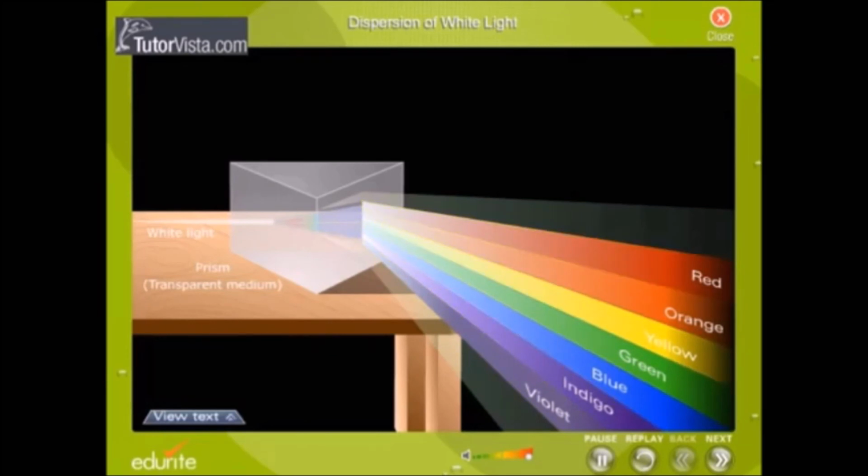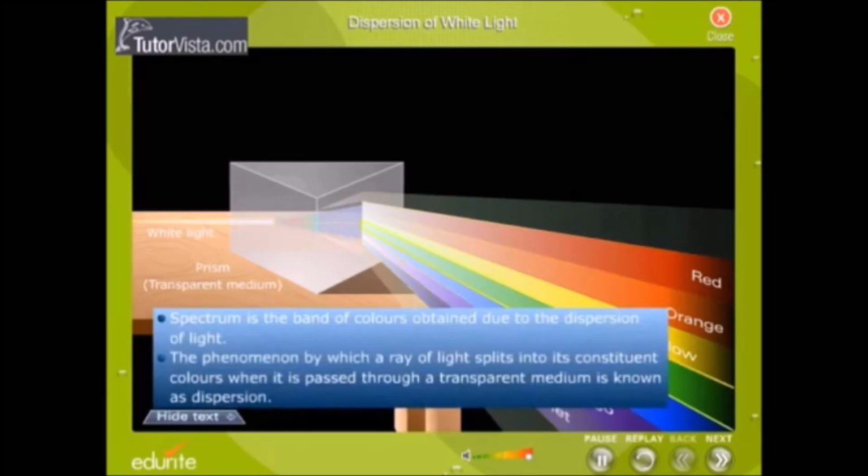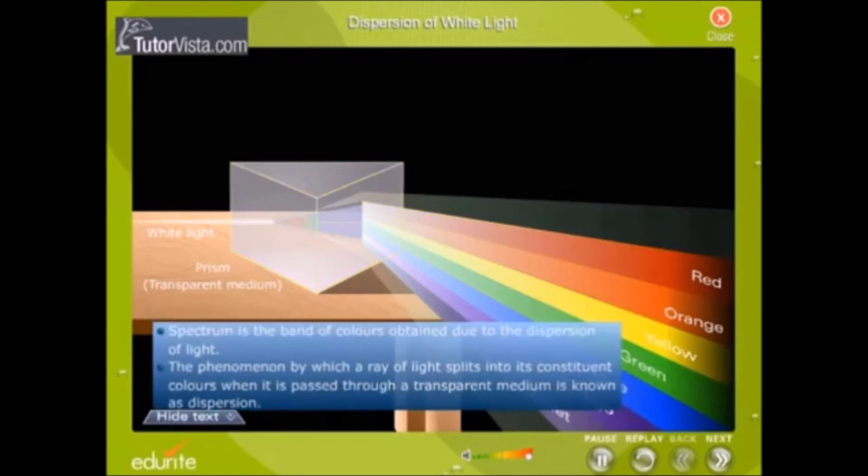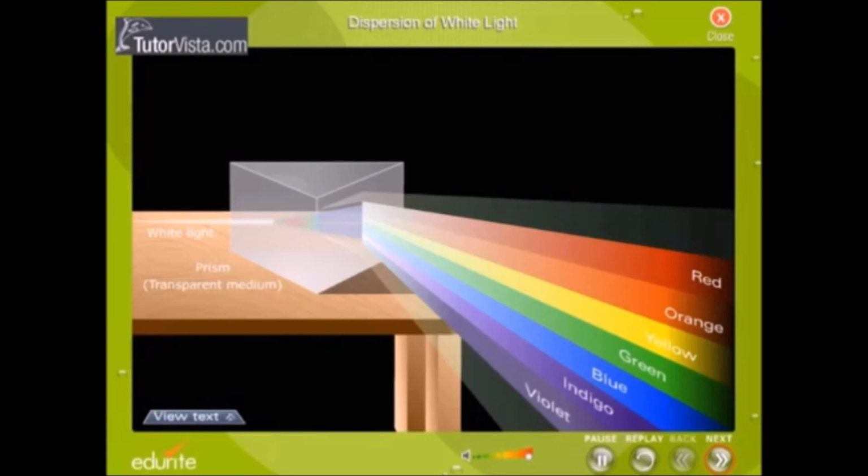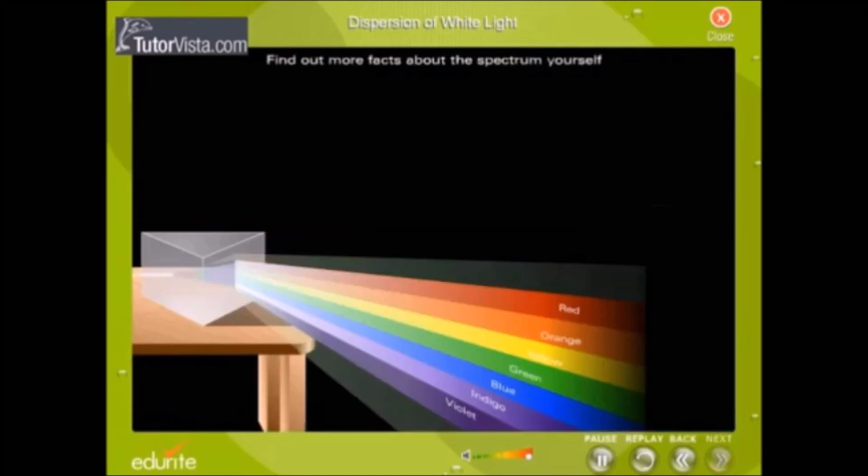This phenomenon by which a ray of light splits into its constituent colors when it is passed through a transparent medium is known as dispersion. Find out more facts about the spectrum yourself.